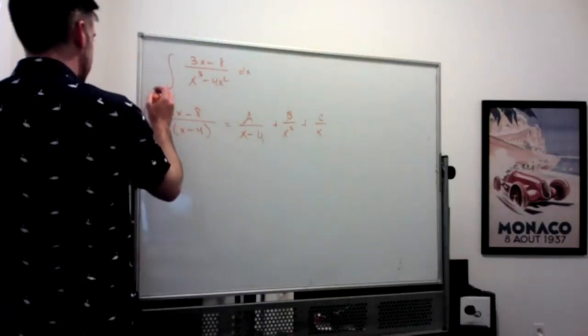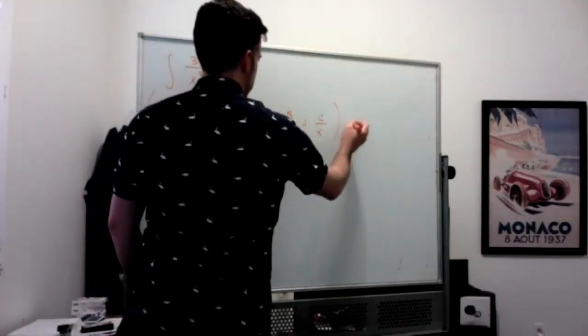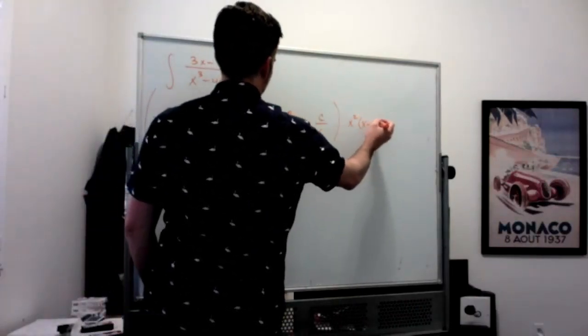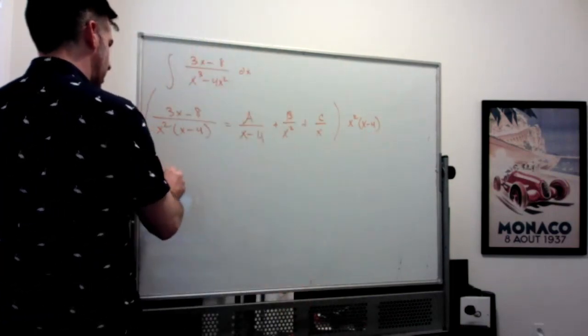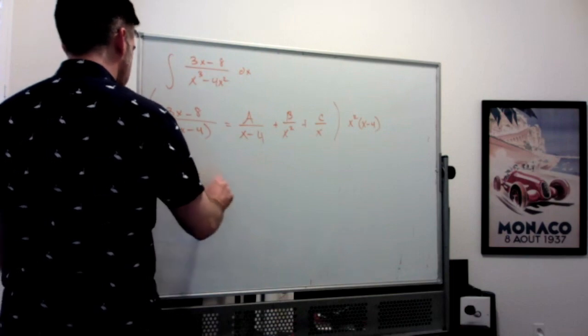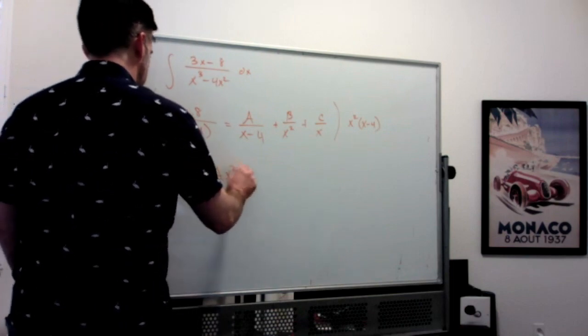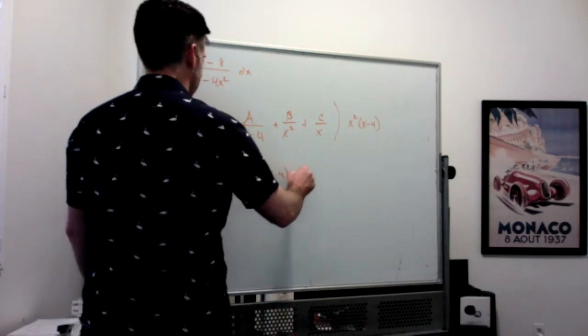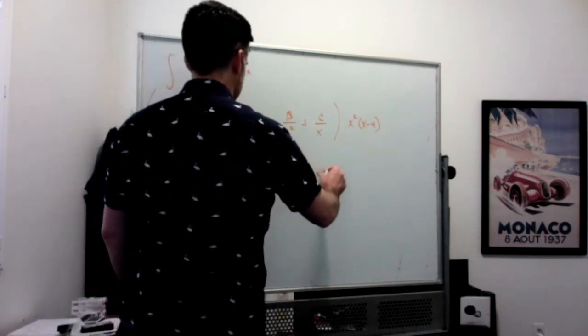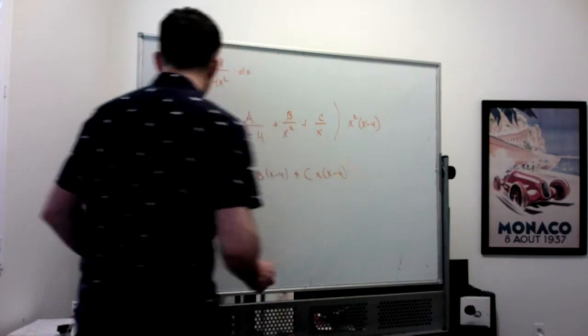So let's multiply both sides by our common denominator, which is x squared times x minus 4. So multiplying everything by that, we're going to get 3x minus 8 on the left. You're going to get a times x squared. You're going to get b times x minus 4. And you're also going to get a c times x minus 4.